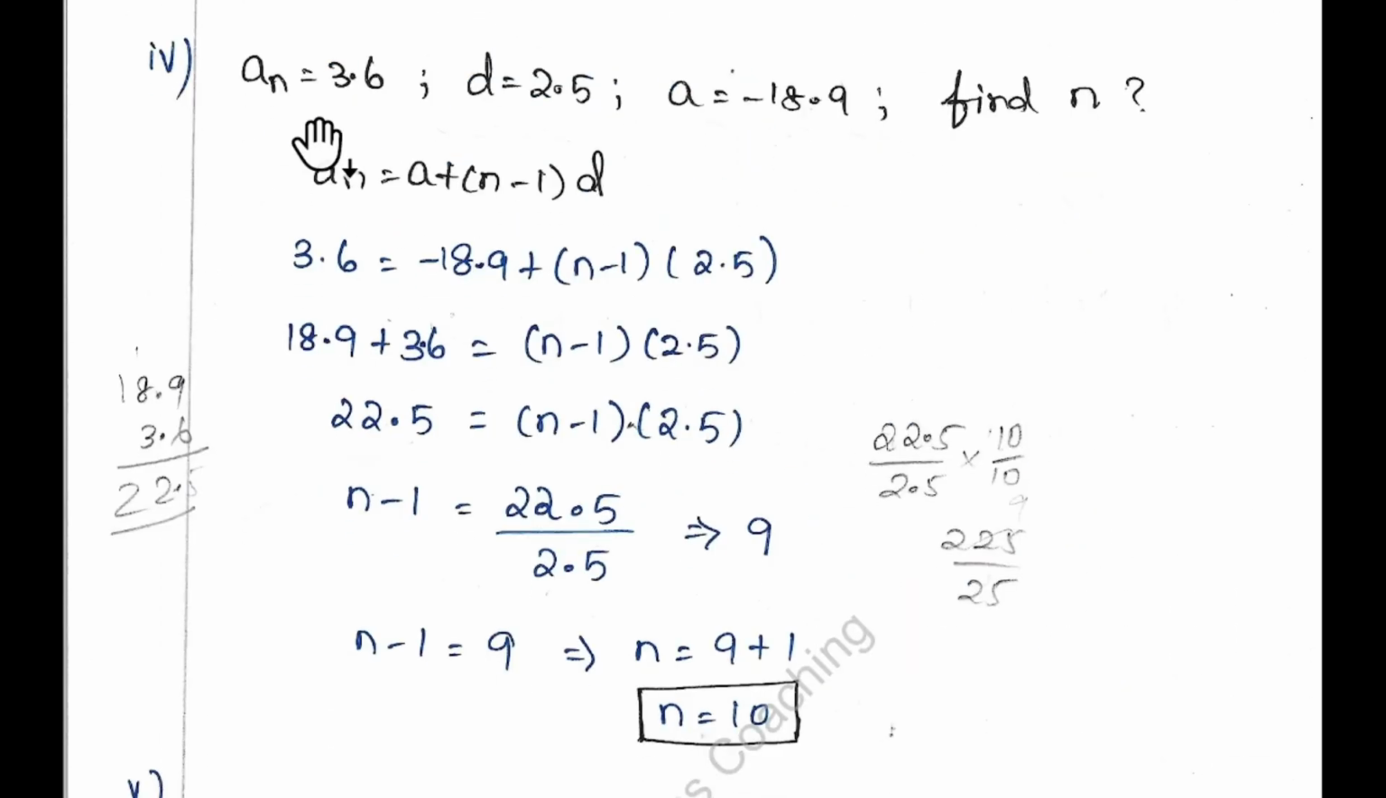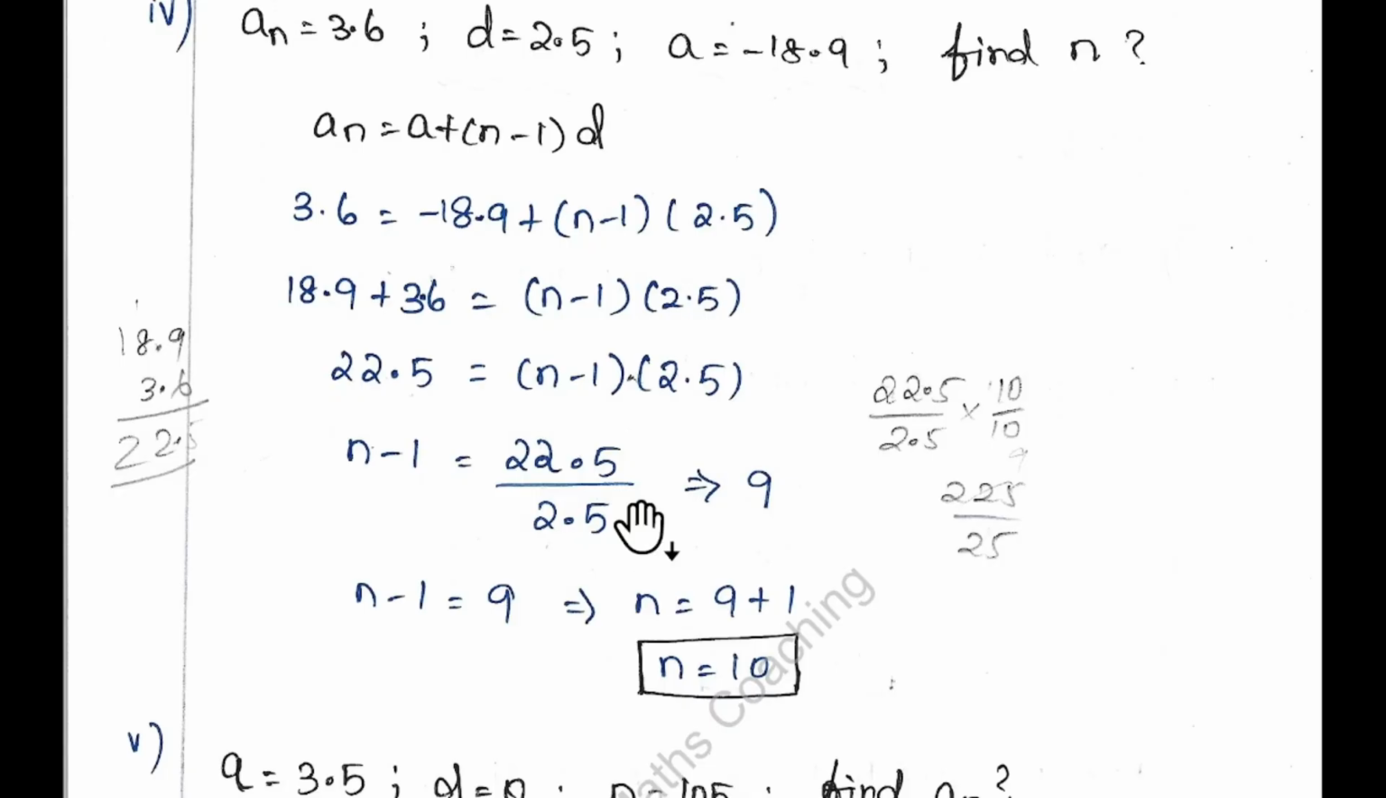For the fourth problem, a and d and an are given. The number of terms you need to find out. So always when you have these known values, just substitute. First step is to change this to the left hand side. Minus 18.9 goes that side as plus 18.9, and you keep the n minus 1 as it is and send this 2.5 to that side. Since it is in multiplication, it goes that side as division. So n minus 1 equals 22.5 by 2.5.